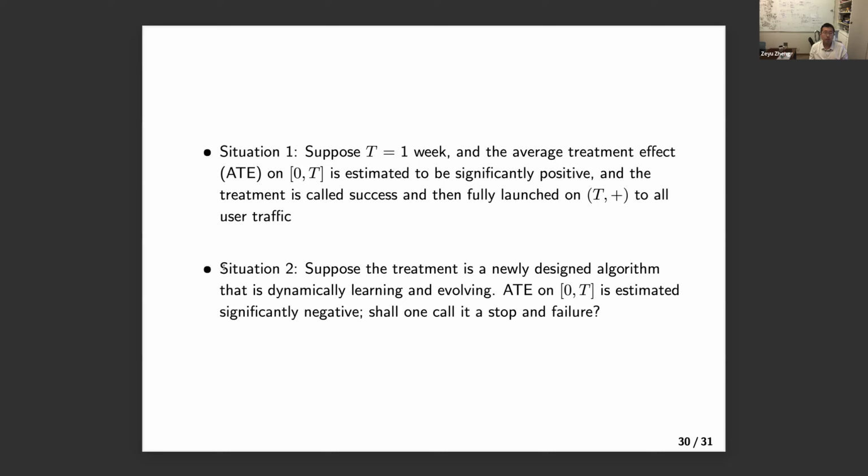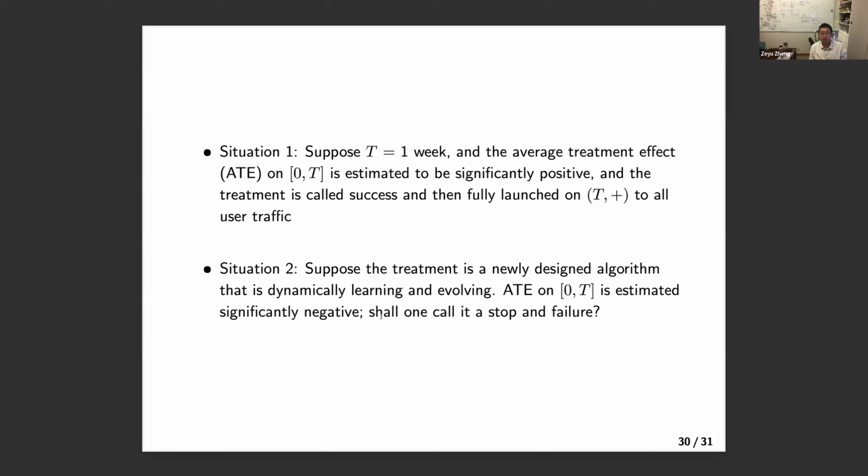But there's also another situation of different non-stationarity I'd like to briefly discuss in this presentation. Well, if the treatment is, say, a newly designed algorithm, and it itself is dynamically learning and evolving before it's implemented, I mean, it hasn't seen enough relevant data before, but the treatment is something new. And if you estimate the average treatment effect on the horizon to be significantly negative, right? Indicating that the treatment is bad.